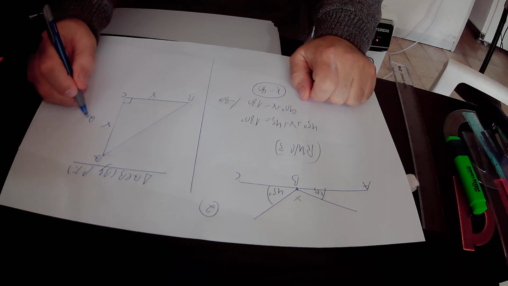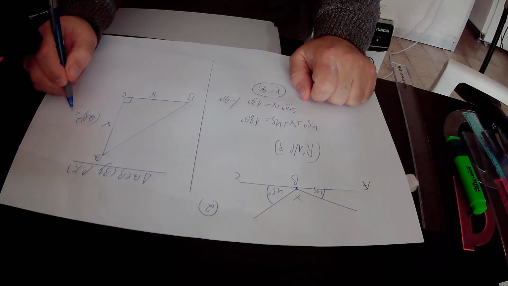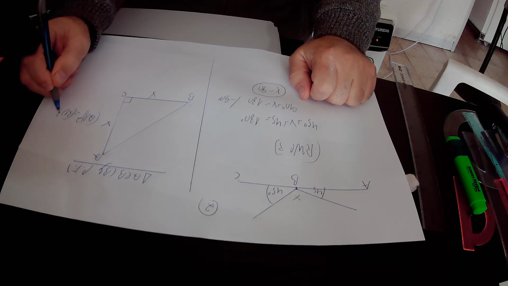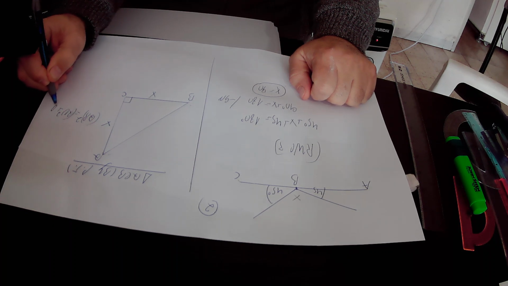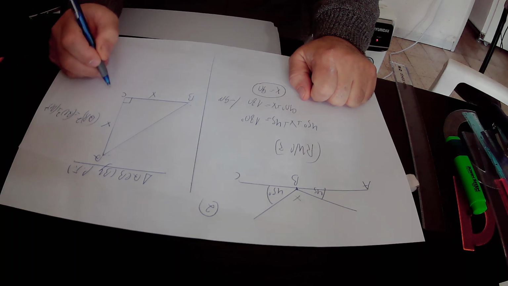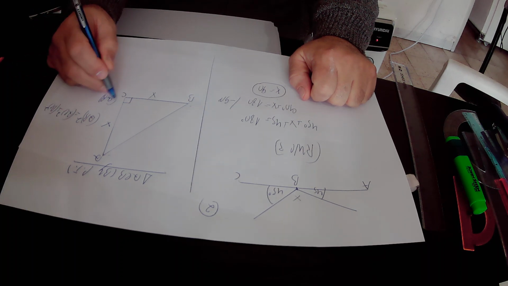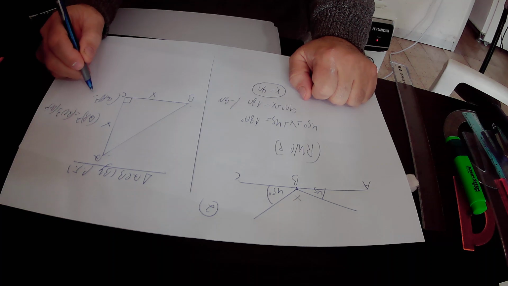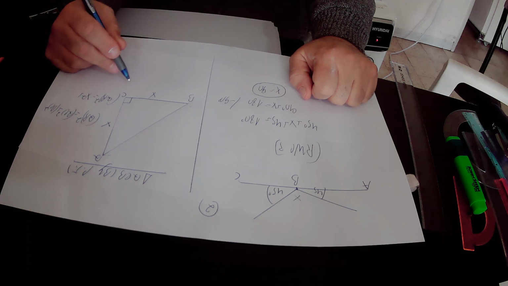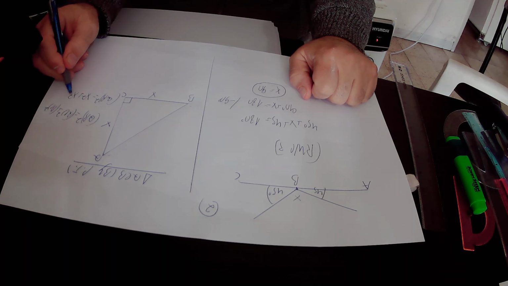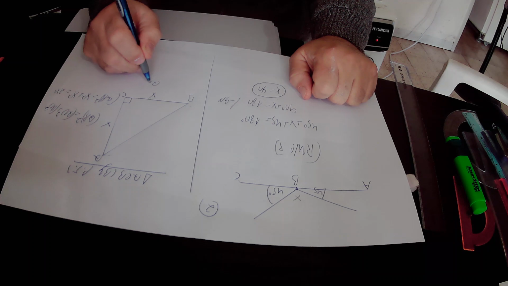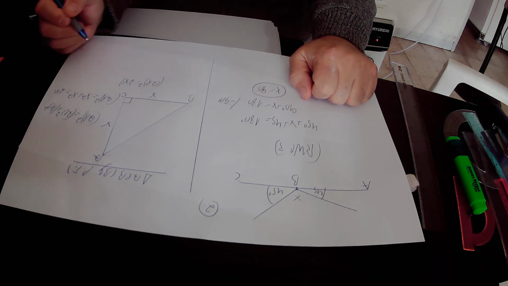QB square equals QC square plus BC square. So QB square equals QC square. QC is X, therefore QC square is X square, plus BC square. BC is X, therefore BC square is X square. So in total, QB square equals X square plus X square, that is 2X square. So QB square equals 2X square.